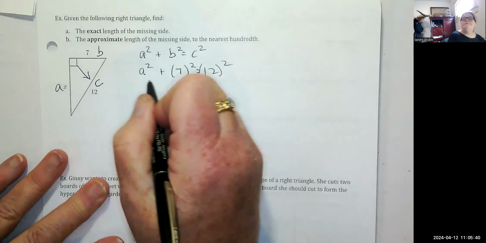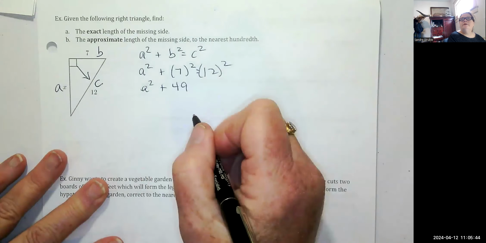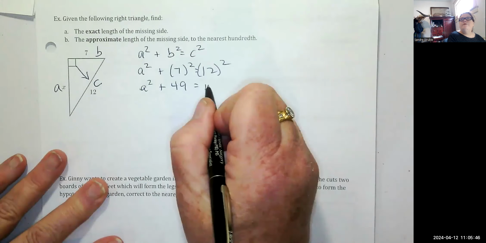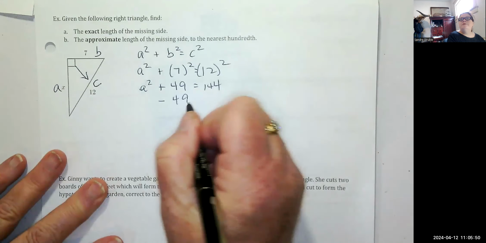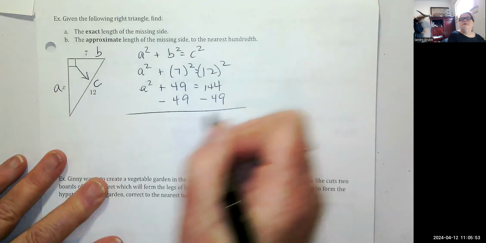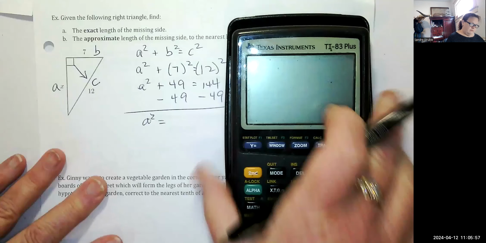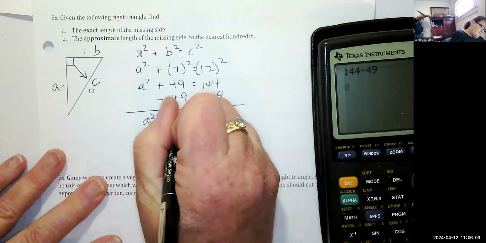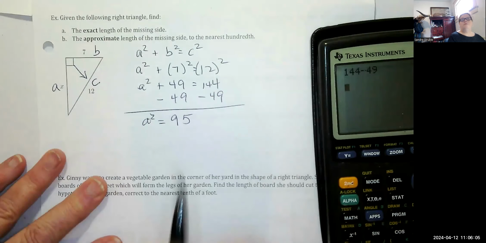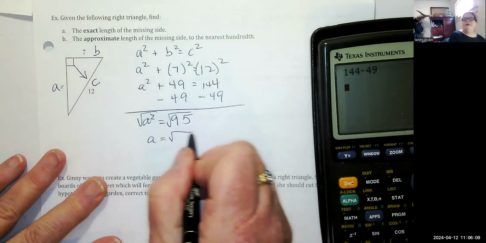A squared plus 49, 7 squared is 49, equals 12 squared is 144. And we're solving for a, so we're going to subtract 49 from both sides. We get a squared is equal to, 144 minus 49, and that's 95. To get rid of the square, we have to take the square root. And when we do that, a is equal to the square root of 95.